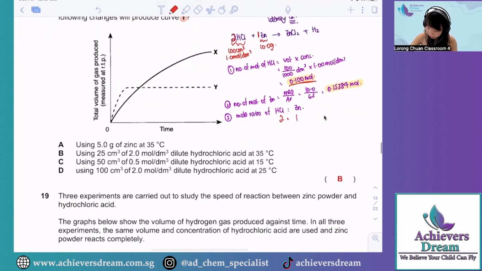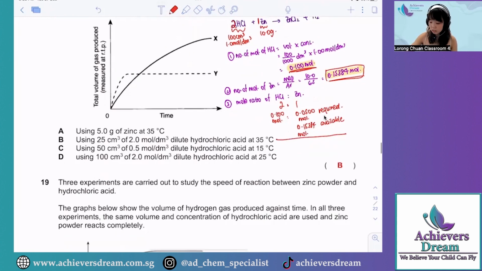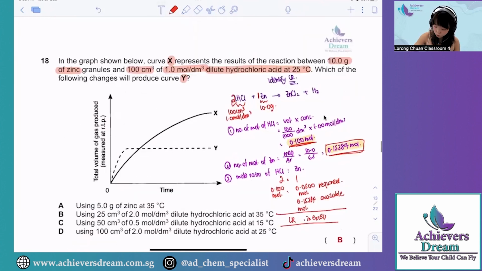So if I have 0.1 moles of hydrochloric acid, based on the mole ratio 2:1, it means that I require 0.05 moles of zinc. However, I have 0.15384 moles available. So I only need 0.05, but I have 0.15384 moles available. So this means that zinc is in excess. So hydrochloric acid is the limiting reagent.